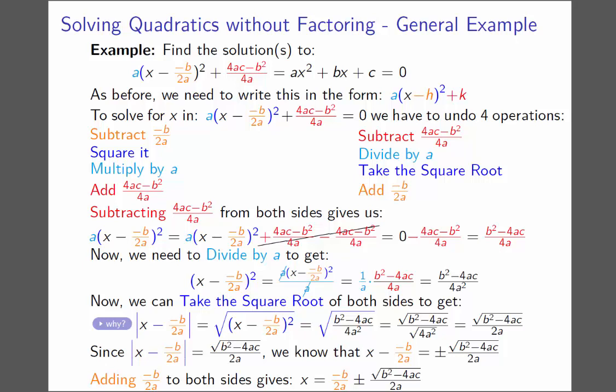This gives x equals negative b over 2a plus or minus the square root of b squared minus 4ac over 2a. And since these have a common denominator of 2a, we can combine the tops to get that x is negative b plus or minus the square root of b squared minus 4ac all over 2a. This means that no matter what a, b, and c are, we can solve for x without doing all the steps that we've been doing, but simply using this formula.